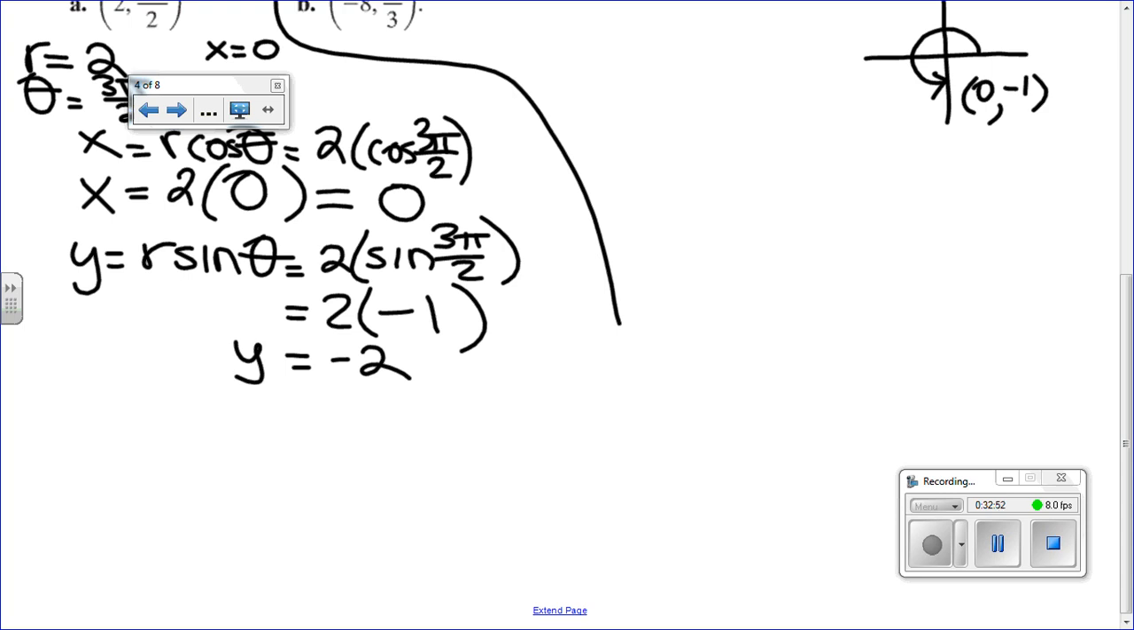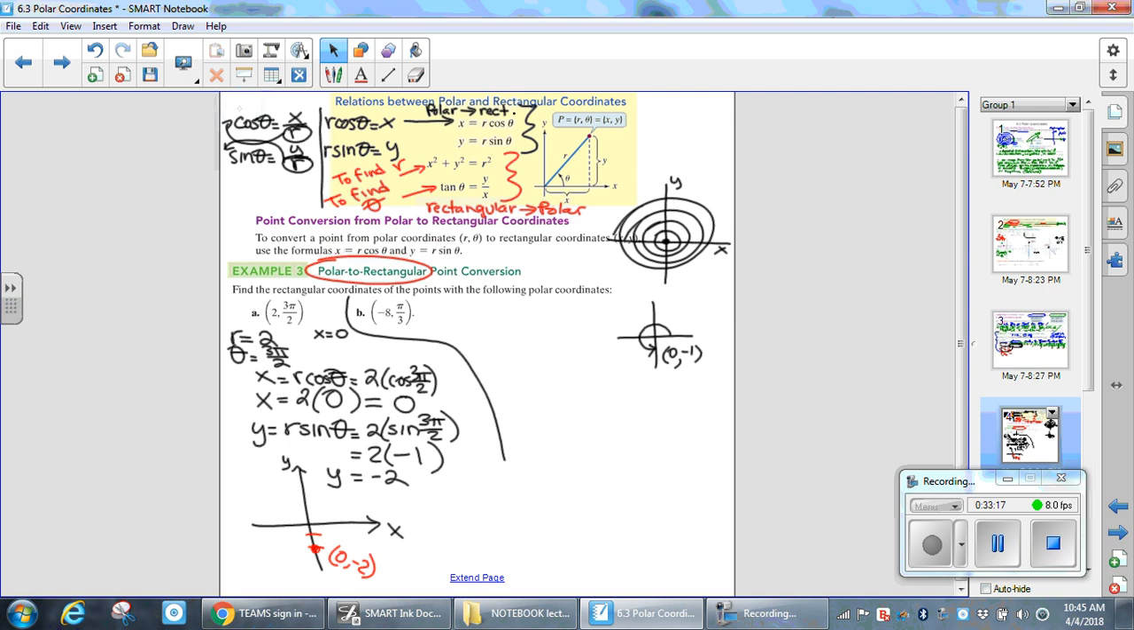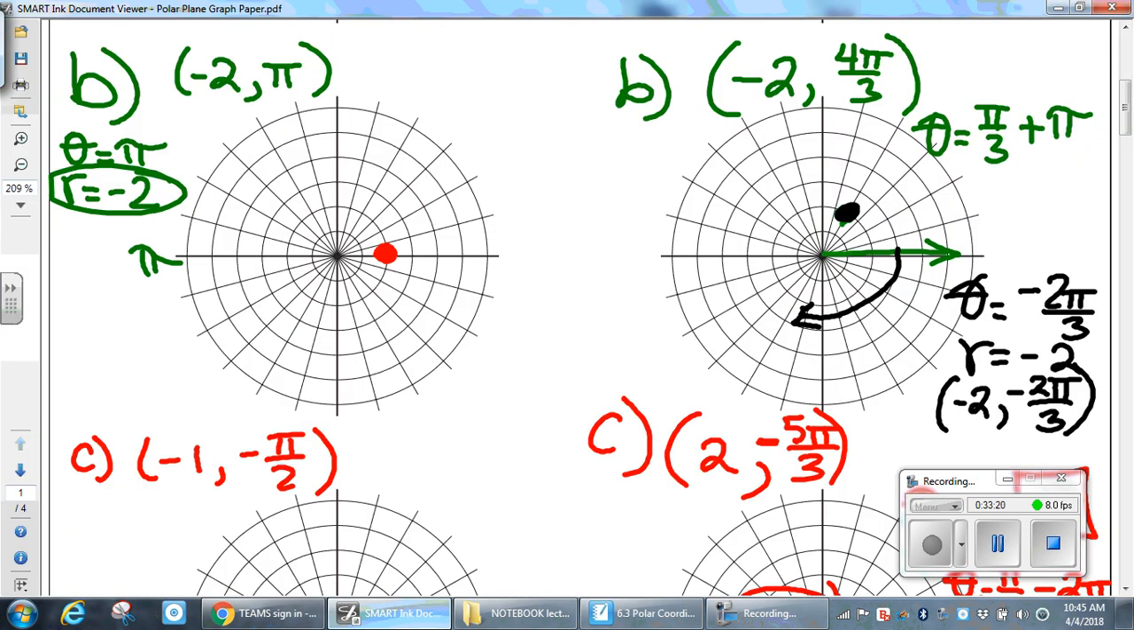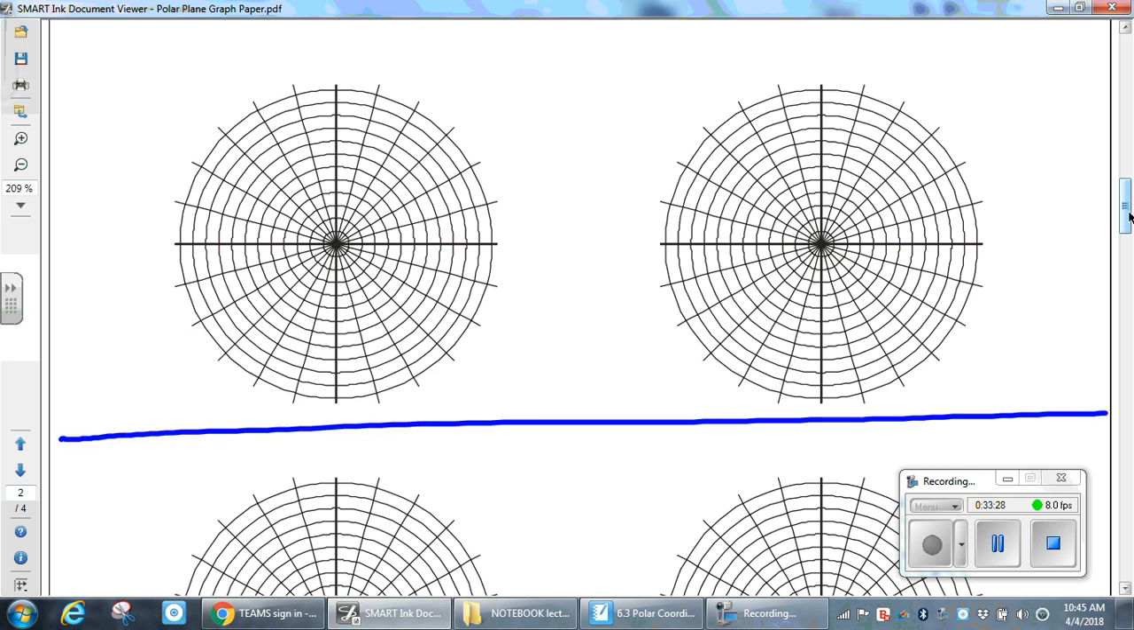Now, let's see if this is true. So if we plot that point in rectangular coordinates in the xy plane, it will be 0 for the x and -2 for the y. Now, on your paper, let's graph it. For that one, I want you to graph it on the other side. And in this case, we're going to use the 2 that are here on the first row. So this will be example 3.